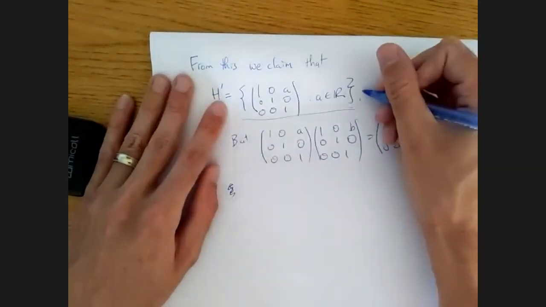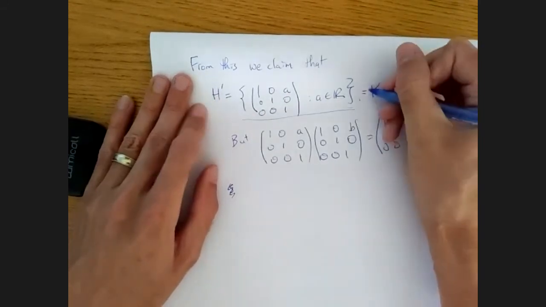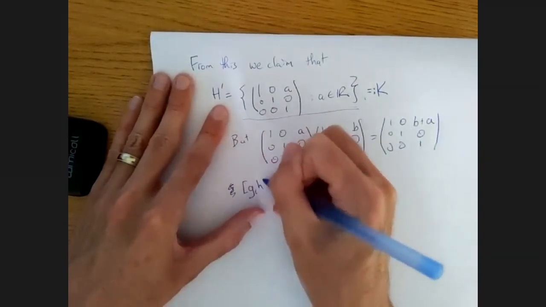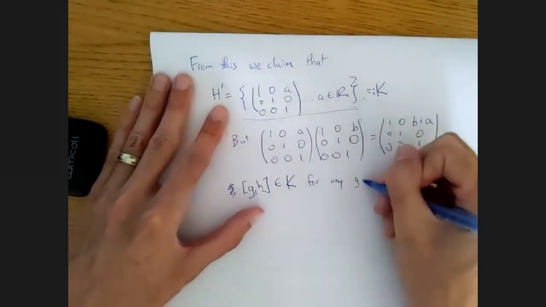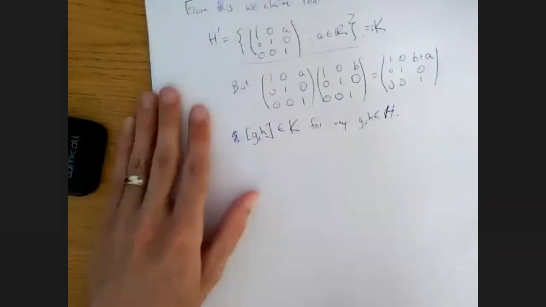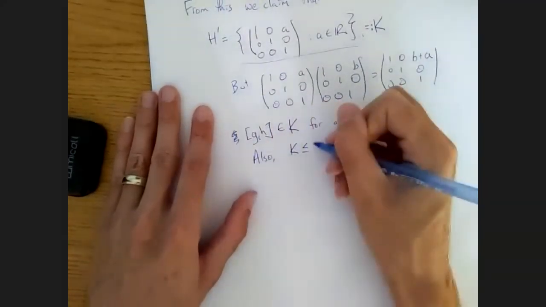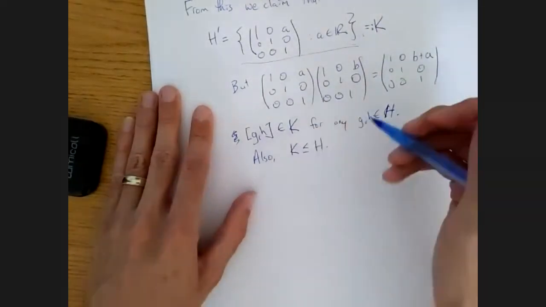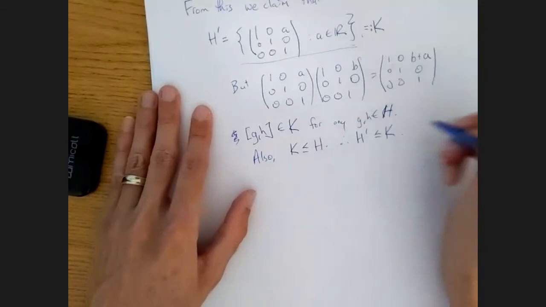So this is our claim that H prime is this group. Let's give this group a different name. Let's define it to be K. So we've shown that the commutator of G and H is always in K for any G and H in H. Also, you can see that K is a subgroup of H. Okay, and since K is a subgroup of H and any commutator is in K, that means that the commutator subgroup is contained in K.